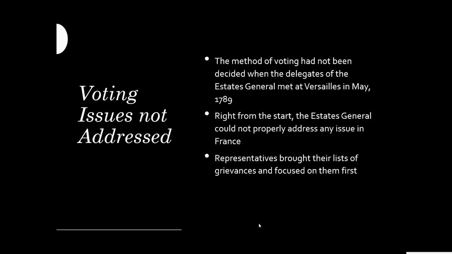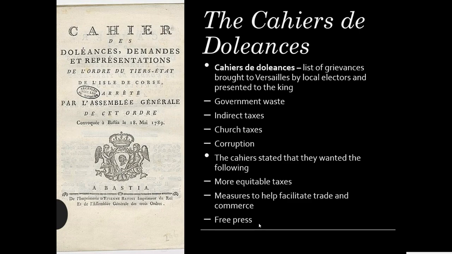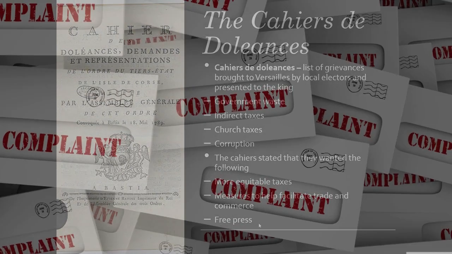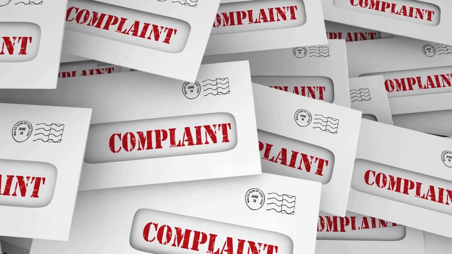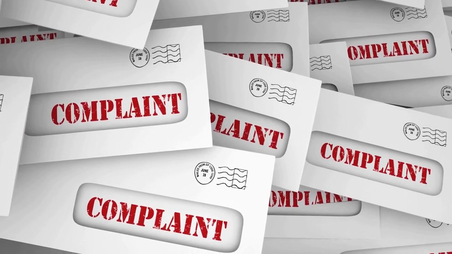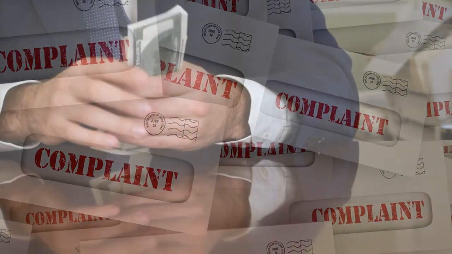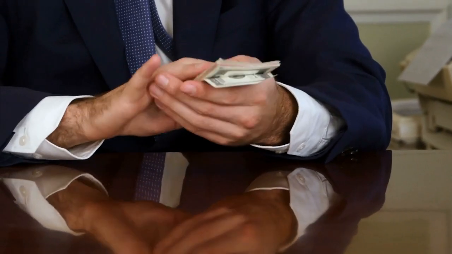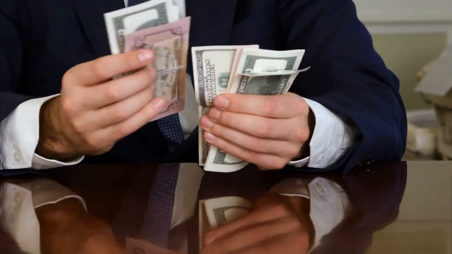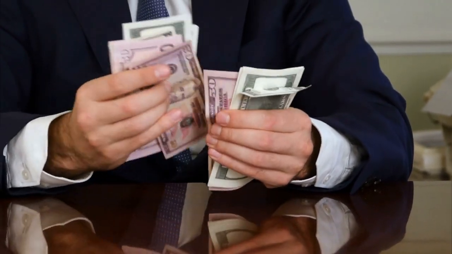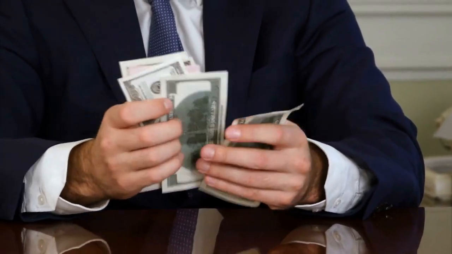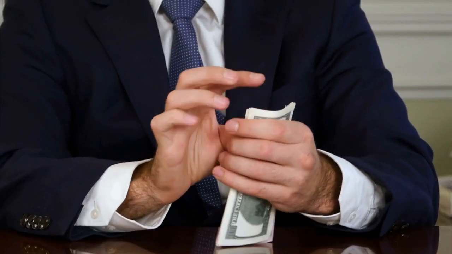Well, I know what can happen if a whole bunch of people get together for a job and they can't do the job. They're probably going to complain. And that's exactly what they are going to do. They are going to start laying out a list of complaints. The Cahiers des Doléances. These are the lists of grievances brought to Versailles by local electors and presented to the king. Governmental waste, indirect taxes, church taxes, corruption, and more corruption. They then also talk about some things that they want to see changed that could be positives, like more equitable taxes, measures to help facilitate trade and commerce, and of course, a free press. They want a free press.